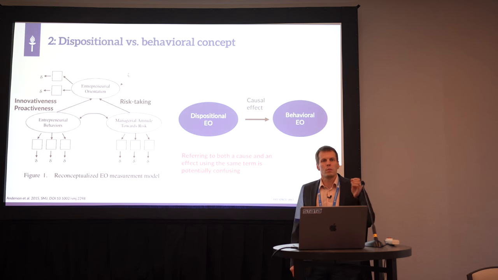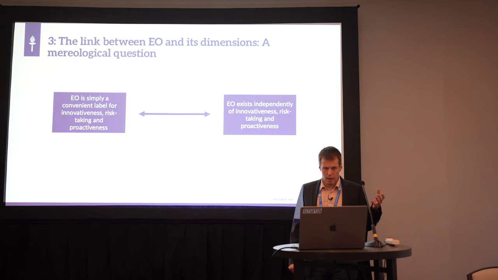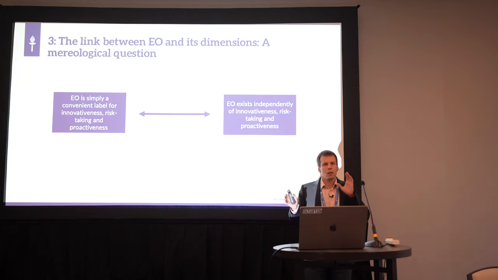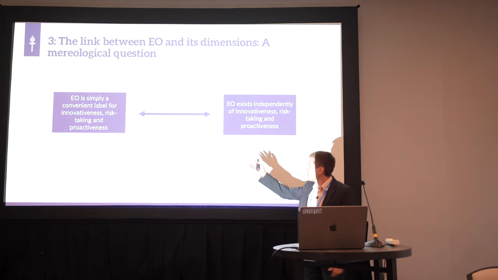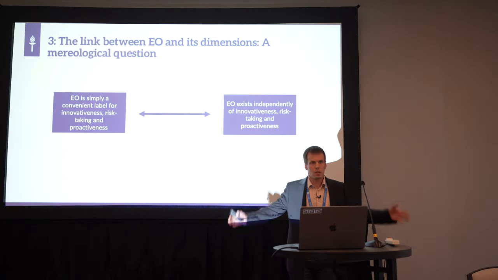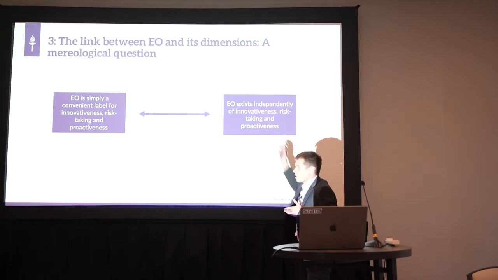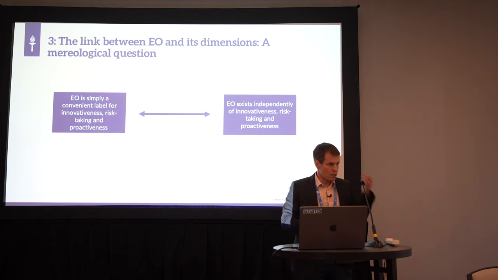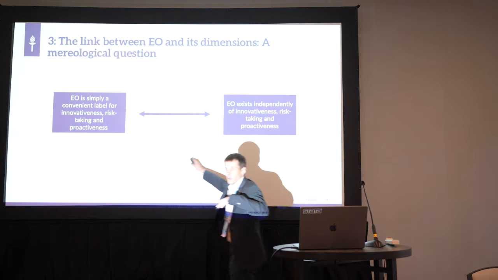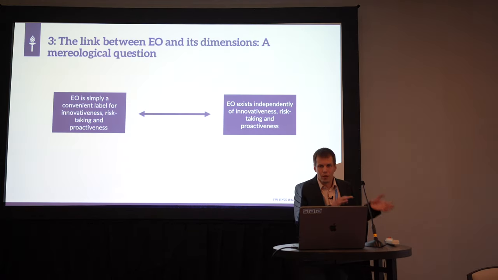Then there is the third question, which is perhaps the most important conceptual question in our paper. And it is the link between EO and innovativeness. This relates to the area of philosophy called mereology, which relates to part-whole relationships. There are two extremes that we can think of. One is that EO is simply a convenient label for innovativeness, risk-taking, and proactiveness, and nothing more. So EO is simply a sum of these parts. The other extreme is that EO exists independently of these dimensions, and these dimensions only exist as measures. EO started basically from here, and it has been shifting more to the right, but still, the measures we apply for EO are the same.